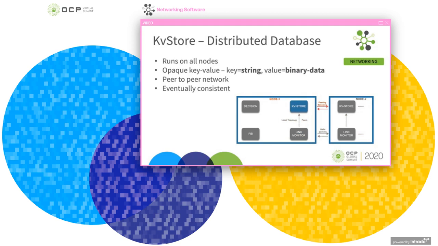At its basics, KV store is a database that's replicated. The replica lives on every node in the network. It is very similar to a NoSQL database, but much simpler. It supports setting string key values. The replicas on the nodes are connected with each other over peer-to-peer links, and it provides eventual consistency.